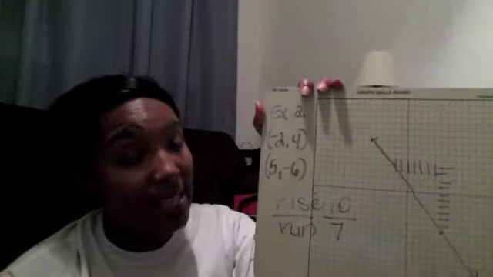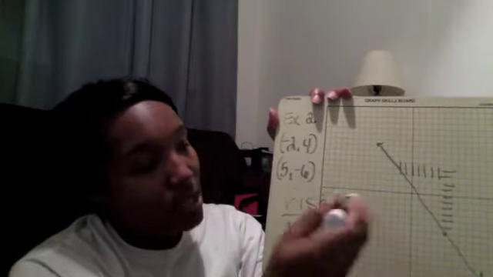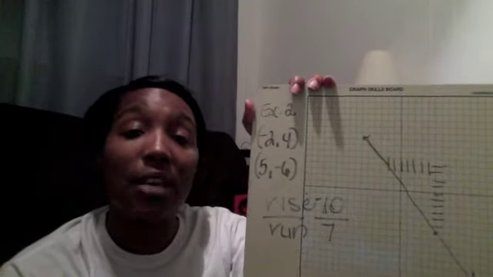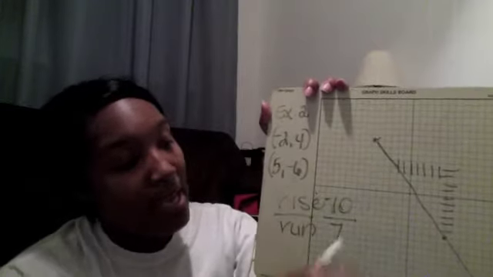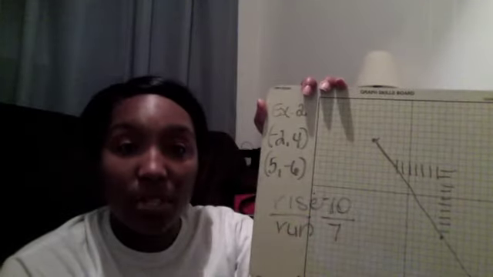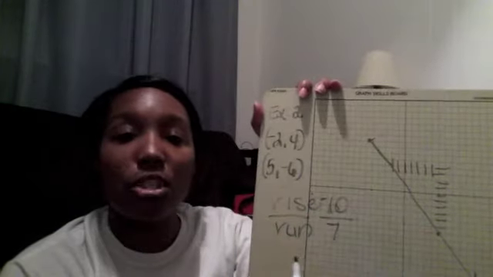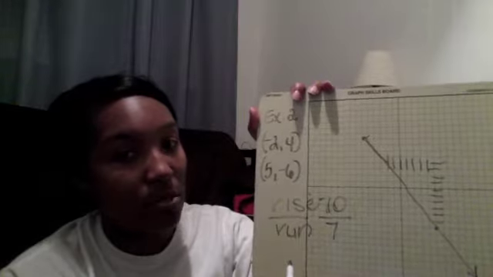However, the last step, I noticed that my line is slanted down. So therefore, it is negative. And I have a negative slope. So my final answer is -10 over 7. And I also want to make sure that my slope is in simplest form, that my fraction is reduced. And -10 over 7 has been reduced. Okay?